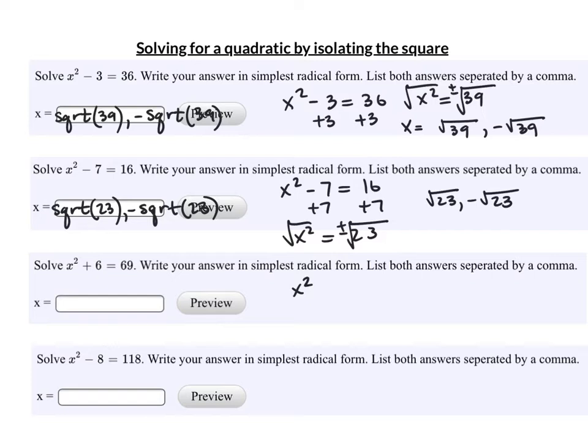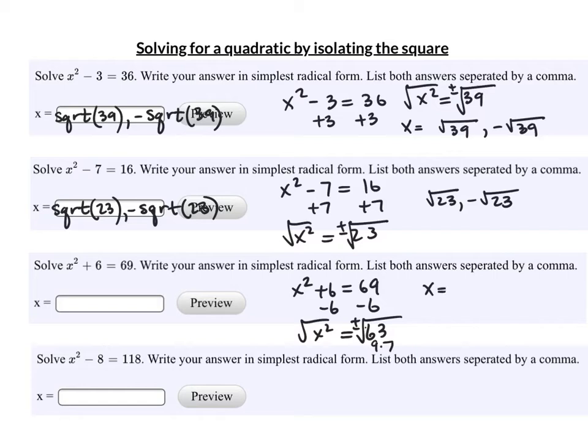Next one, x squared plus 6 is 69. We'll take a 6 from each side. X squared is equal to 63, and we'll square root, and we'll put our plus or minus. Now 63 does have perfect squares in it, because 9 divides evenly into 63. 9 is a perfect square. So I'll write this as 9 times 7.